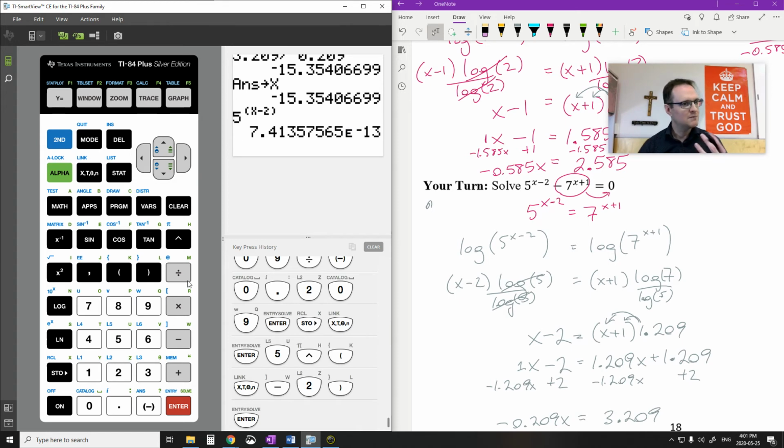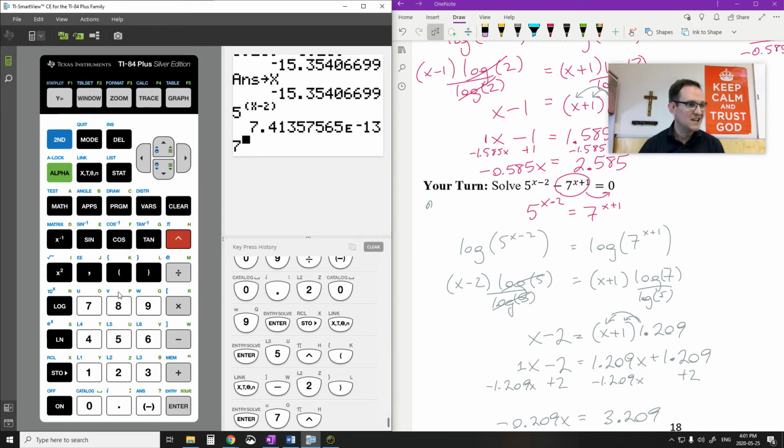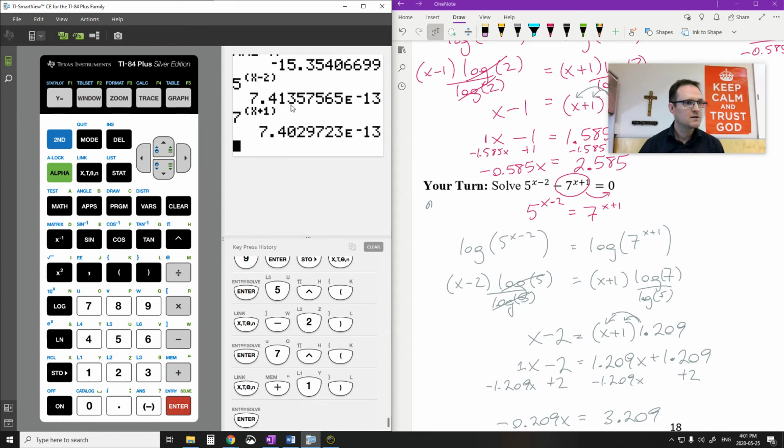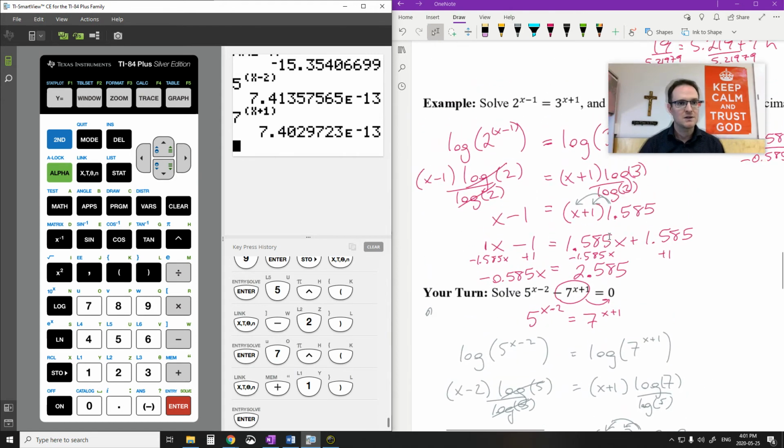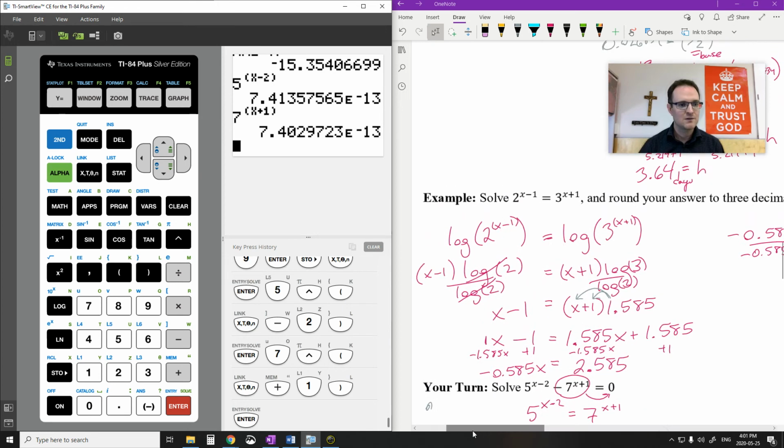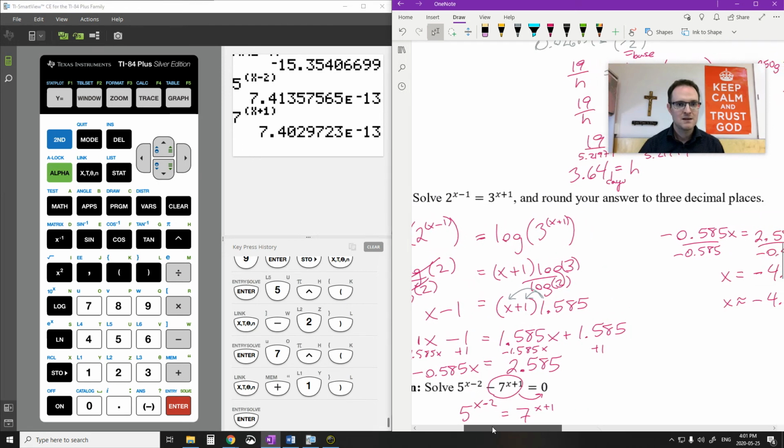Now, because I'm using a rounded version of the number, this number should be the same-ish. Not going to be exactly the same. So x plus 1. It's pretty close. So off by a little bit of decimals there. That's fine because we used the rounded number. That's going to be our problem for that. That's as long as they're close. Same thing's going to happen here.